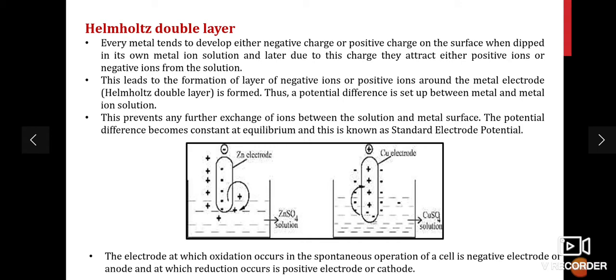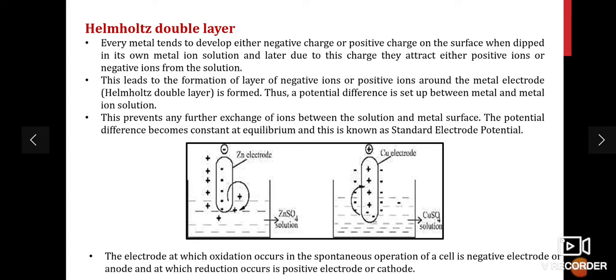So the metal ion solution is zinc sulfate in case of zinc electrode. Zinc will dissolve as Zn2+ and the electrode becomes negative. So there will be a negative ion and a positive ion layer around the metal electrode. This prevents any further exchange of ions between the solution and the metal surface. So the potential difference becomes constant at equilibrium and this is known as standard electrode potential.